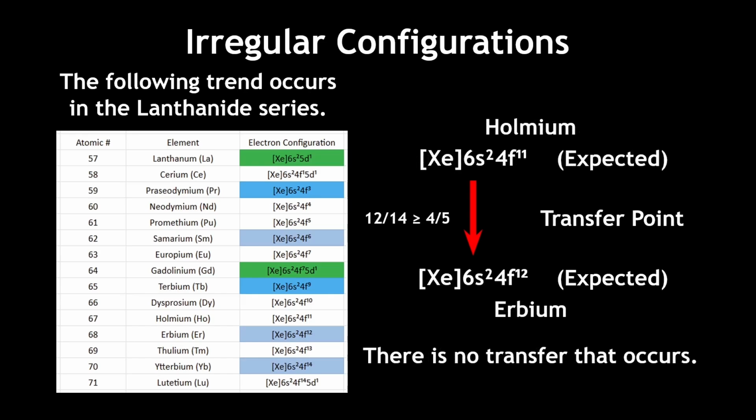At erbium, there are 12 electrons past 6s2. Although 12/14 does exceed 4/5, there is no electron in the 5d subshell at this point, so there is no transfer to occur.